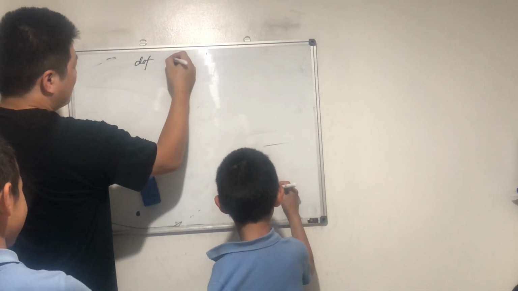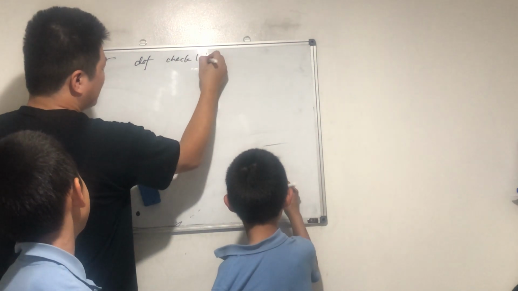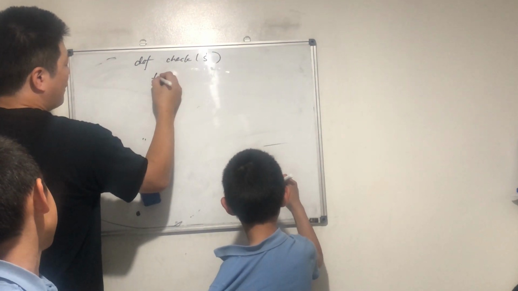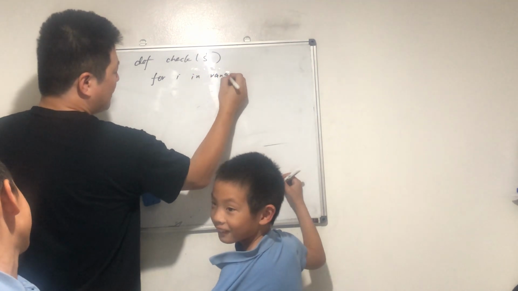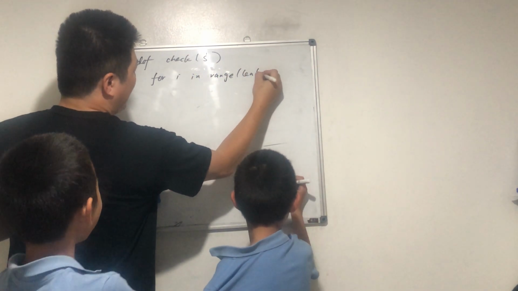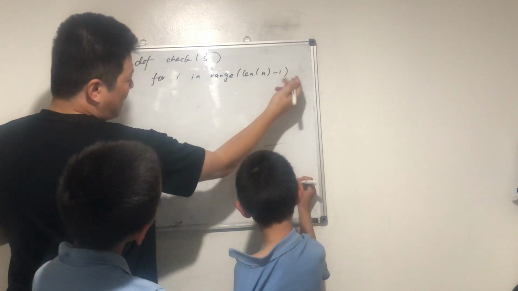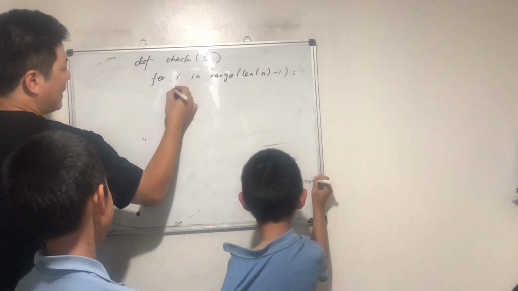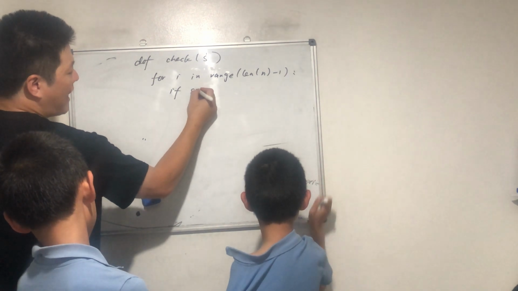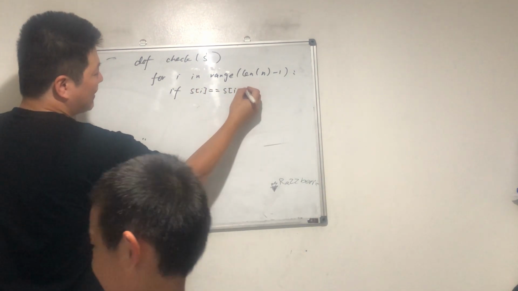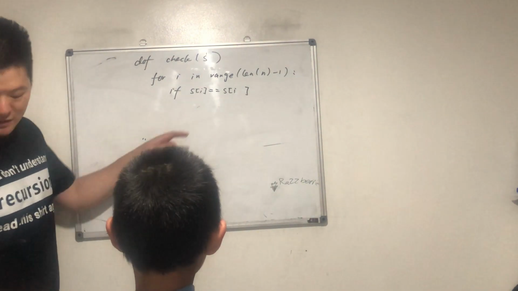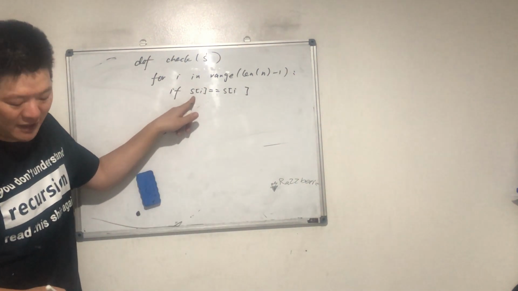Define check. Just do it, check S. For i in range length n minus 1, because n minus 1. Look. If what? If s i equal what? Next one is what? What's the next character? Current character and next character.